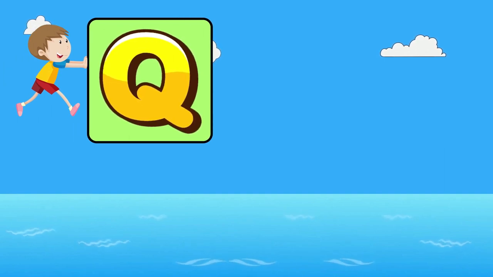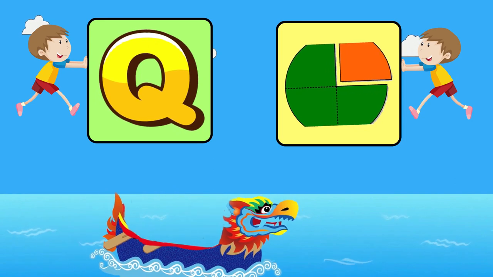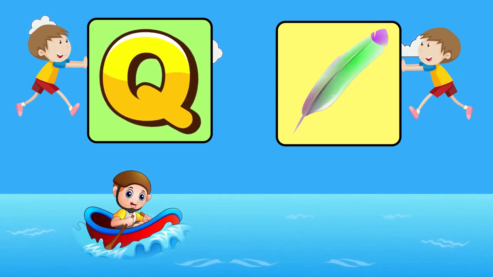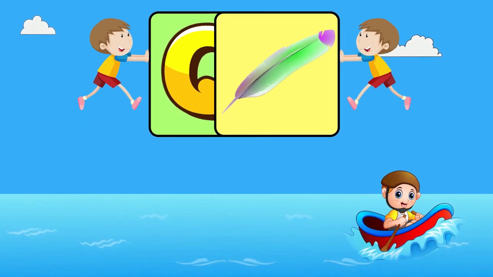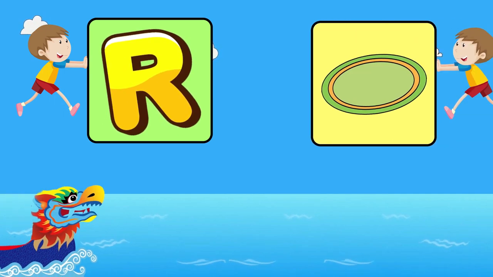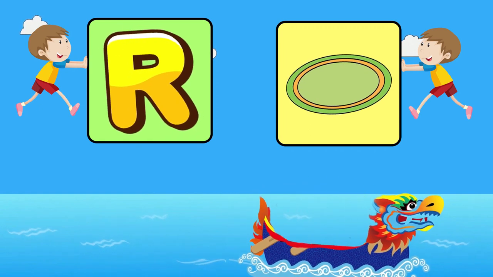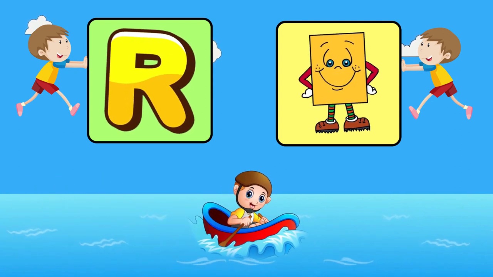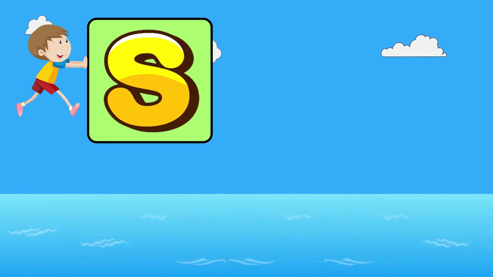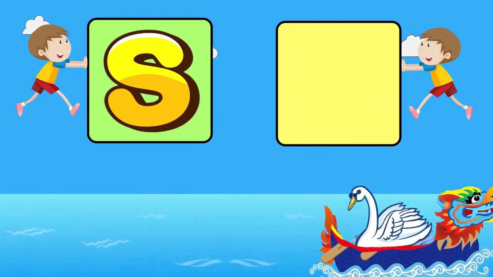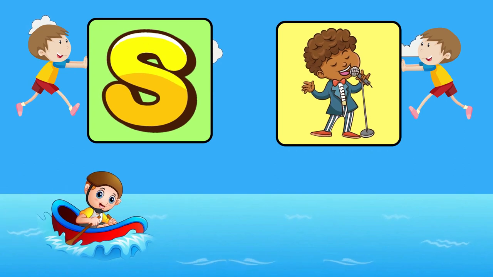Q. Q for quarter. Q for quill. R for rug. R for rectangle. S for swan. S for singer.